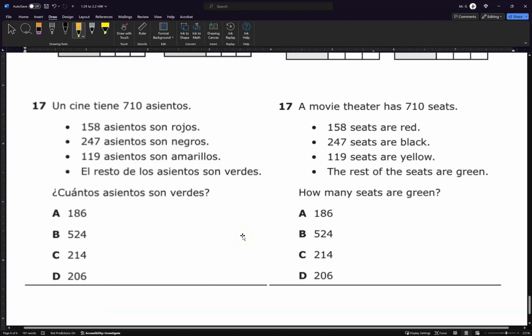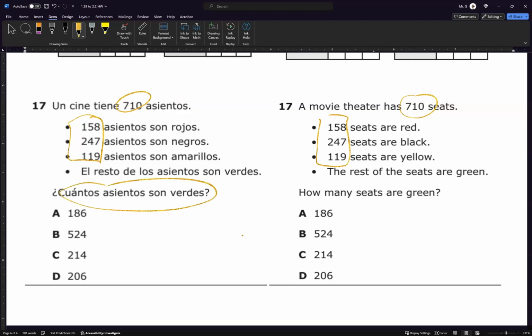So, we have a total here. Aquí tenemos el total. Okay. Tenemos estos tipos de sillas. Estos son los números de cuántas sillas hay. Necesitamos saber cuántos son verde. How many are green? Okay. So what we're going to do first is we're going to add all of the seats to see how many we have. Primero sumar los asientos para ver cuántos tenemos.